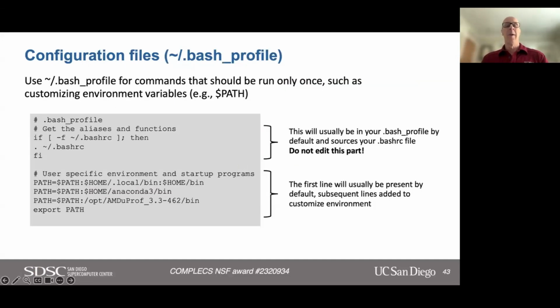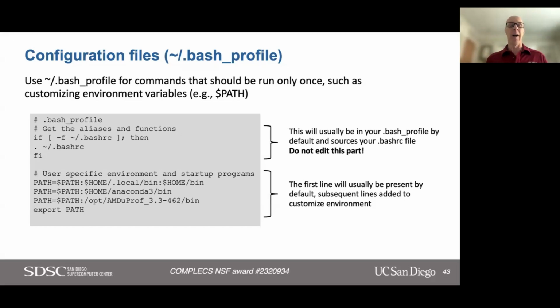Okay, so what's going to go into your .bash_profile? This file, when we create an account for you, or whenever any sysadmin creates an account for you, is going to be in your home directory. Since it begins with a dot, it's what we call a hidden file. You're only going to see it if you do an ls with the -a option. So use your .bash_profile for commands that should only be run once, such as customizing environment variables.